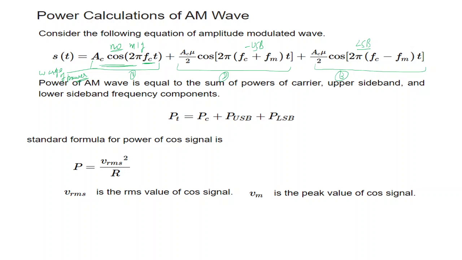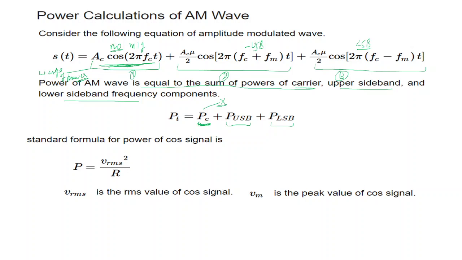Now when you see, the power of the AM wave is equal to the sum of the power of the carrier, upper sideband and the lower sideband. That means this is the sum of the power. I am representing here, this is the carrier power, this is the upper sideband power, this is the lower sideband power, and this part is a total wastage of the power, because in this part there is no message signal existing. So now we will understand this.